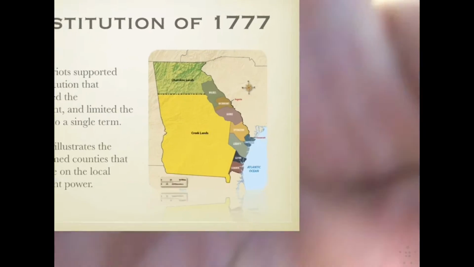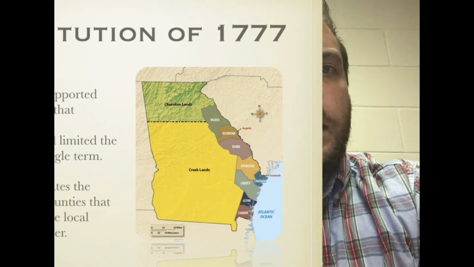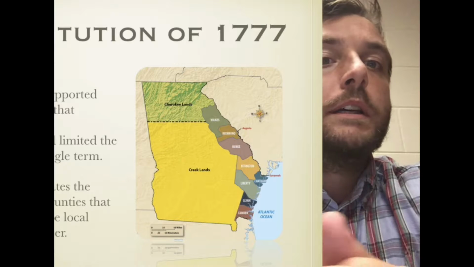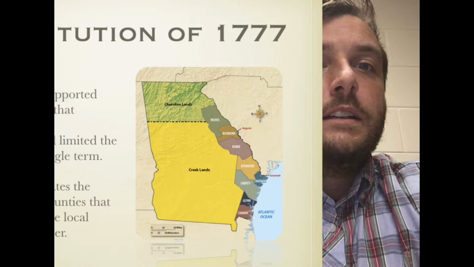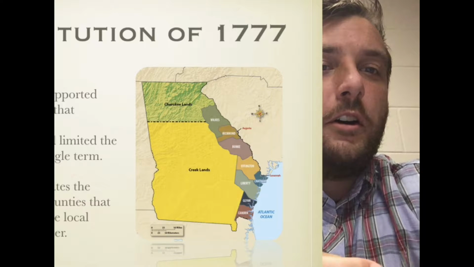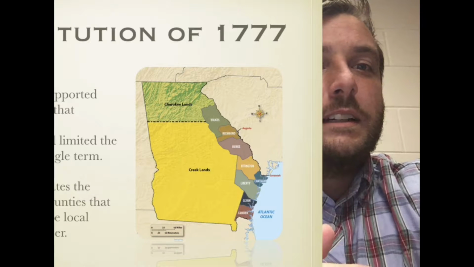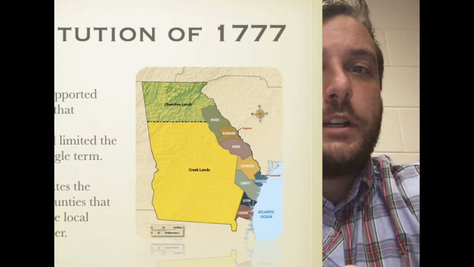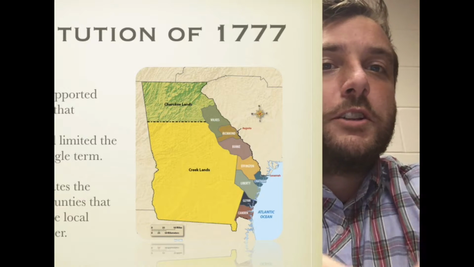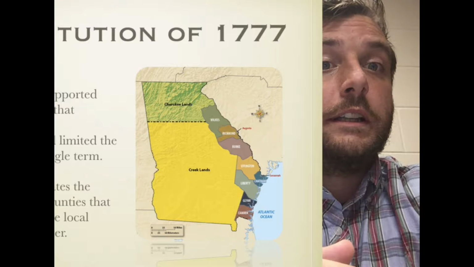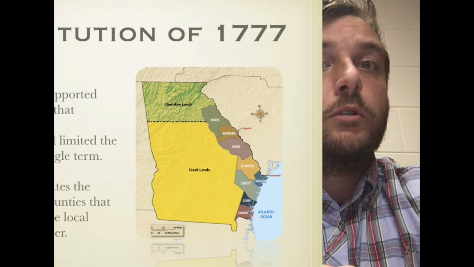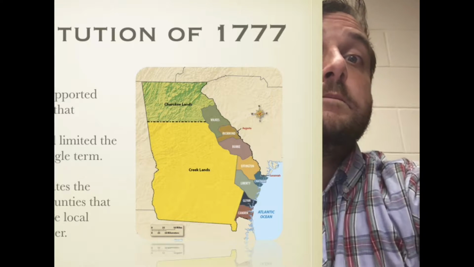And this map illustrates the newly formed counties in Georgia. As you can see, Cherokee and Creek lands overshadowing all the newly formed counties. They were parishes at the time, but then transferred into counties. This is kind of showing you the need for protection. They needed protection from Cherokee lands and Creek lands, and so it's a very small portion of what modern Georgia looks like today.